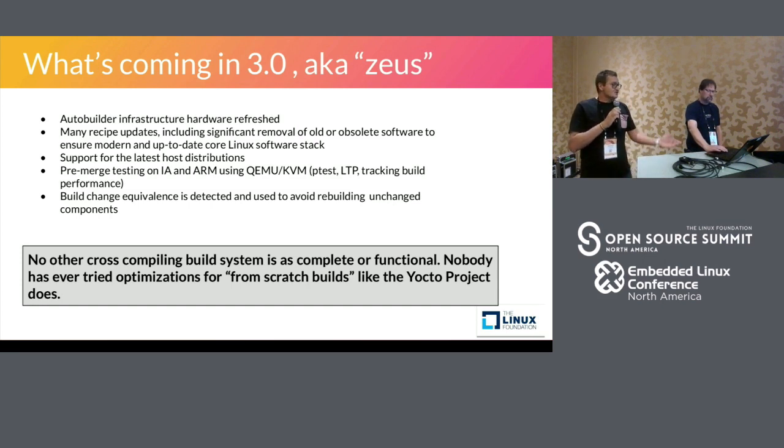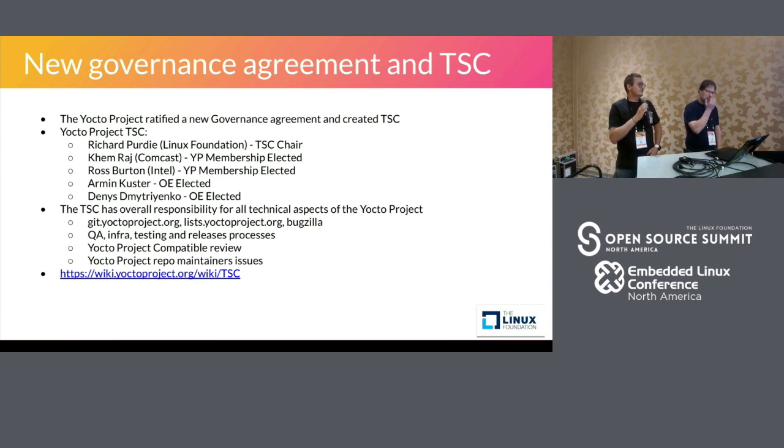The next change that also happened this last year is not a technical change, but a very big change for the project: we've ratified a new governance agreement, and we formalized the creation of the technical steering committee. It's a big change for the way the project is organized. The TSC is made of five people. Three are nominated and elected by the Yocto board of members, and two come from the OpenEmbedded side of things. You have the names here.